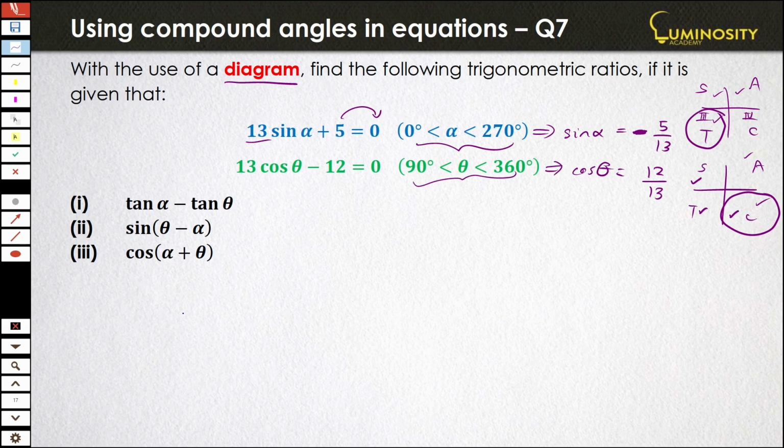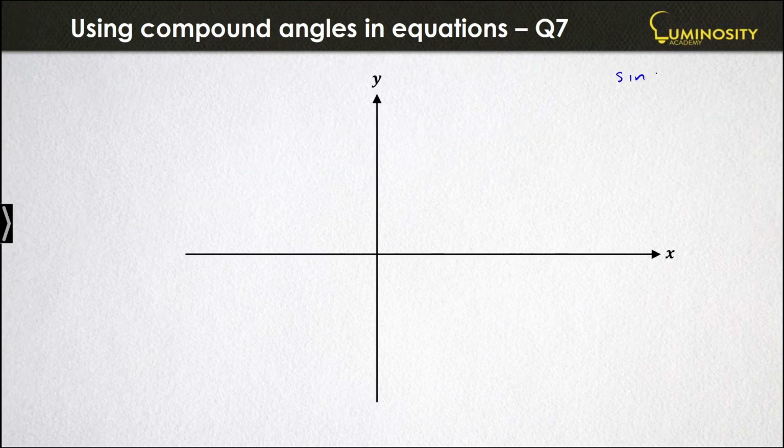Sine alpha equals negative 5 over 13. We deduced it's going to be here in the third quadrant. So how do we work out these values? Here's the angle alpha. It's that entire angle, so it's bigger than 180, less than 270.